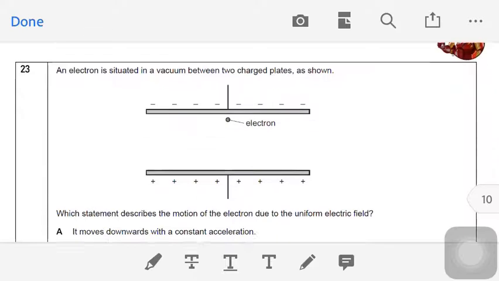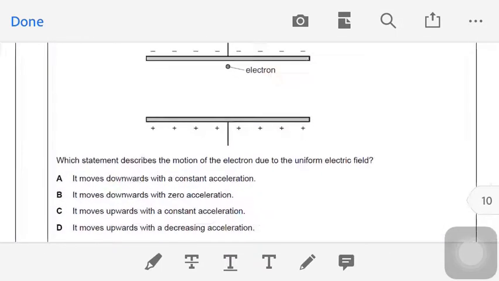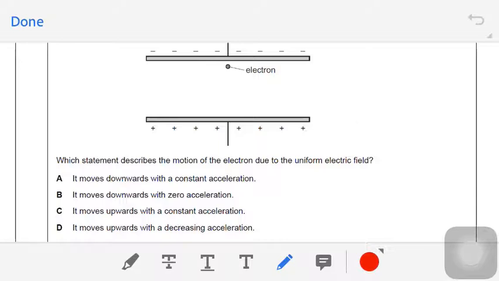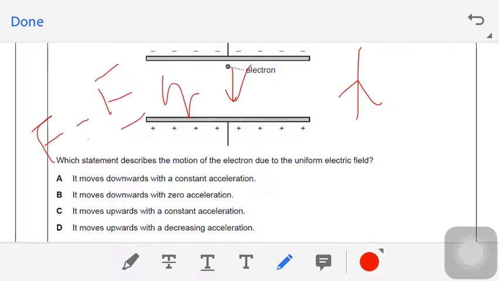Then question number 23. I don't know what the issue is. It's a negative charge. As I said earlier, electric field lines go from positive to negative, denoting the direction in which a positive charge would move. This is an electron, so it would move the opposite way, downward. And it is a uniform electric field. That means E is constant, and the electric force EQ, with Q constant, is constant. As the force is constant and the electron's mass is constant, F equals ma, so F constant and m constant implies a is constant. So it moves downward with constant acceleration.